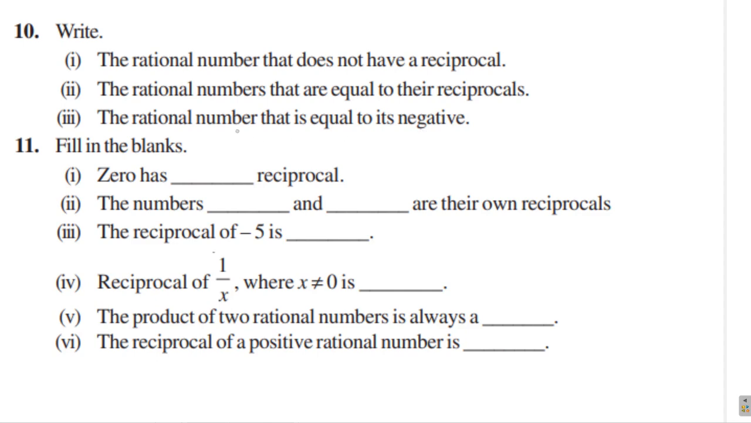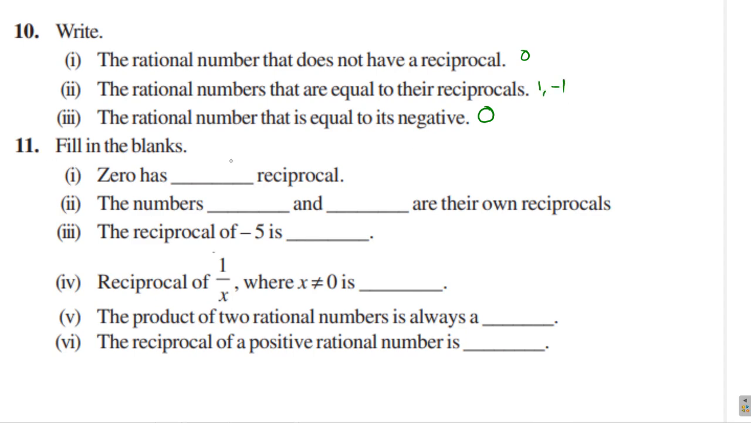If you understand the question carefully, the rational number that is equal to its negative. That means if you write negative to any number, that negative symbol should not affect the number. So we need to think about that number. 0 is the only such type of number. So the answer for this one is 0. For the first one, the answer is 0. For the second one, the answer is 1 and negative 1. For the third one, 0.